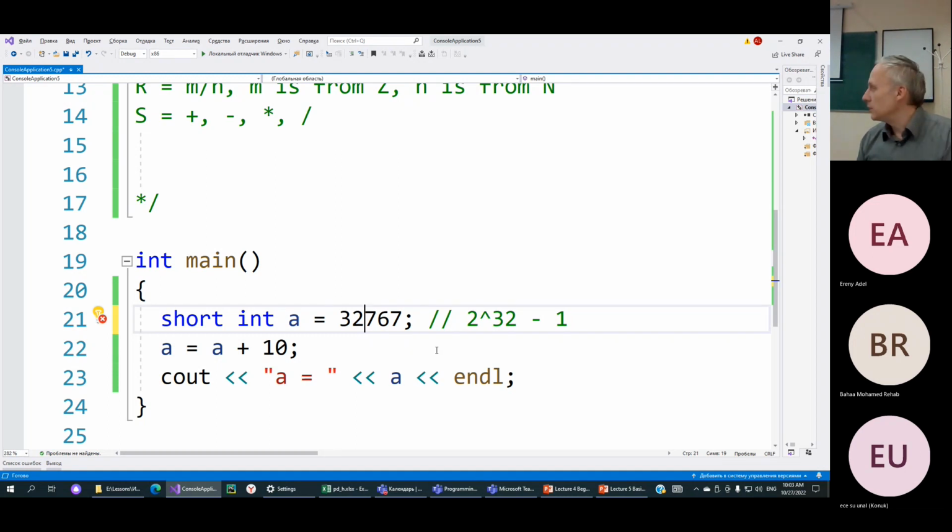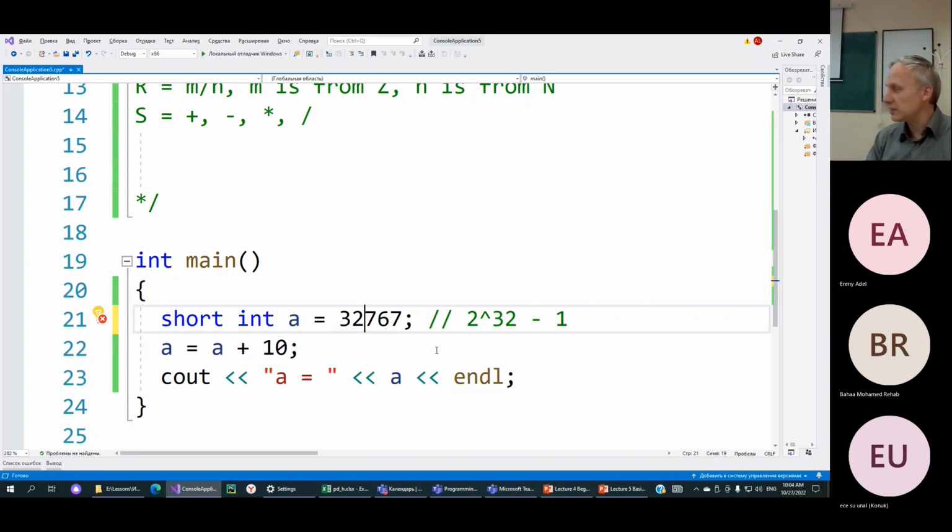But what is the difference between short and int, besides this range of representation? The difference is in the number of bytes in computer memory. For short, we use 2 bytes, and for int, we use 4 bytes.